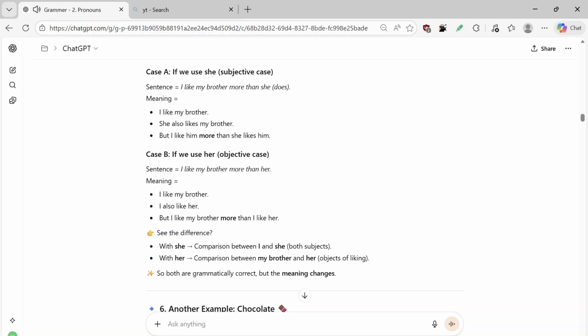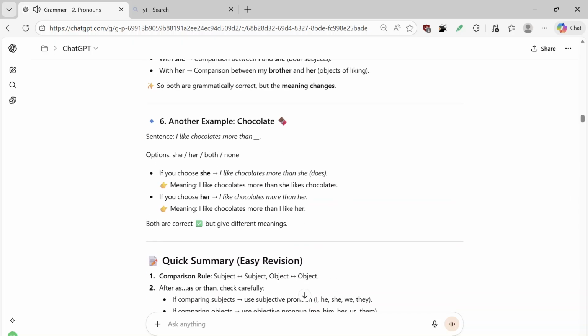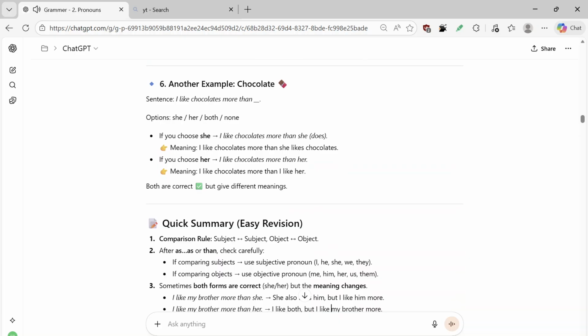See the difference? With she, the comparison is between I and she, both subjects. With her, the comparison is between my brother and her, objects of liking. So both are grammatically correct, but the meaning changes. Number 6. Another example. Chocolate sentence. I like chocolates more than blank. Options: she, her, both, none.